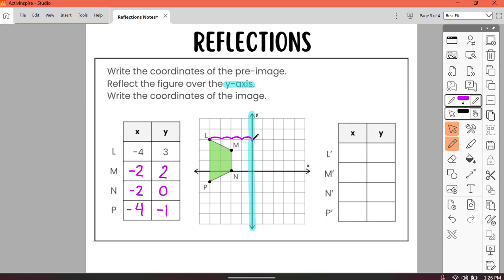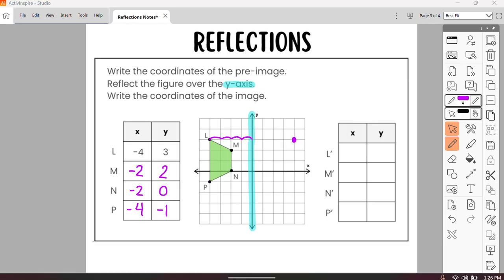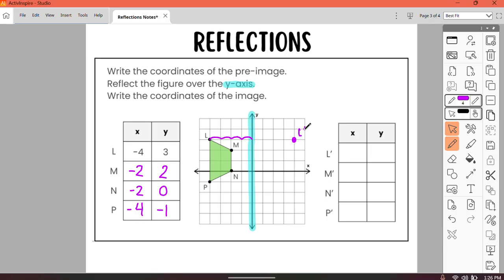I'm just going to count and maybe you'll be able to see my pen. I'm going to go 1, 2, 3, 4 spaces. And that is where the new point lives, and that is called L prime. And then I'm going to do the exact same thing with the 3 other points.